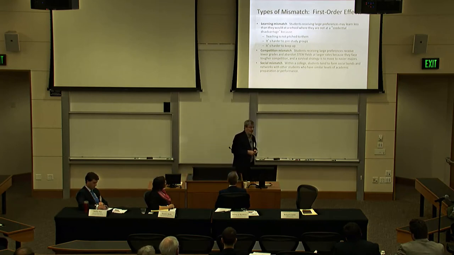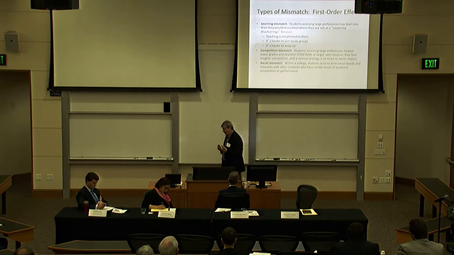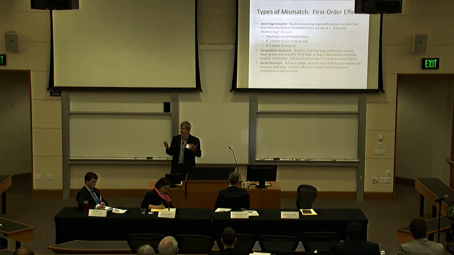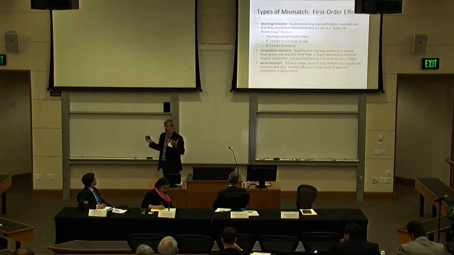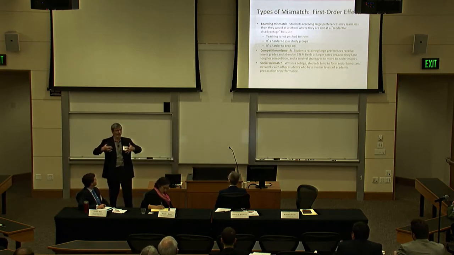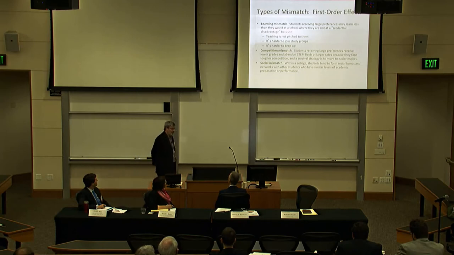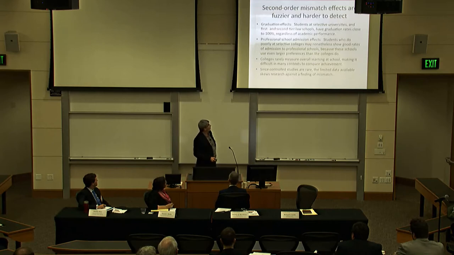Social mismatch is the idea that social interactions are also affected by levels of academic preparation, and that people are more likely to hang out with other people who have similar levels of prior academic preparation before they get to a college or university, or who are performing similarly in that environment, that get similar grades or are stars or are struggling. Those things tend to mediate how people develop social interactions at college and professional schools.